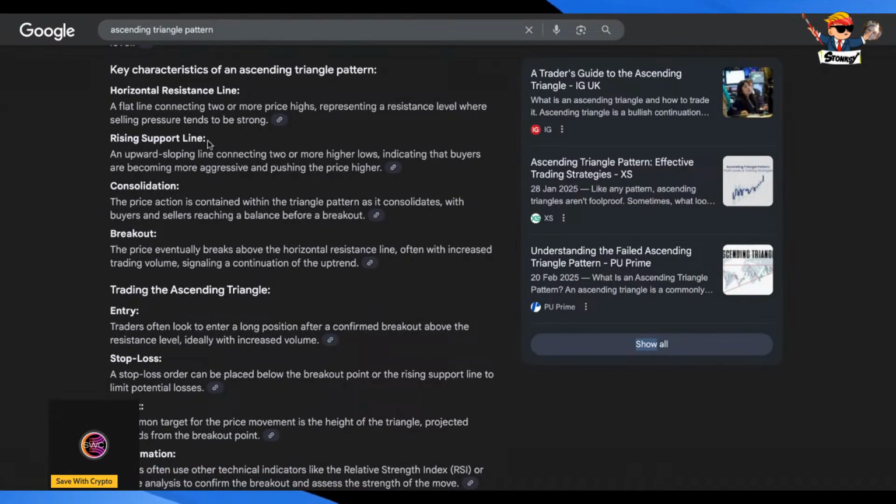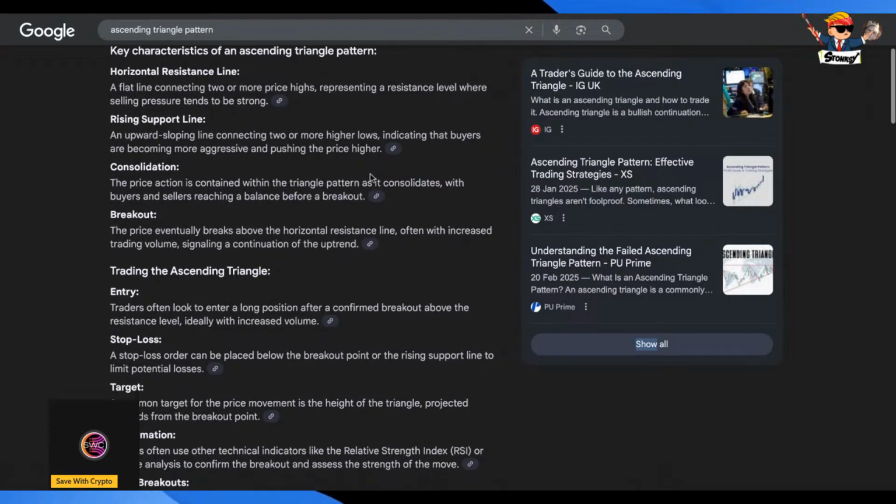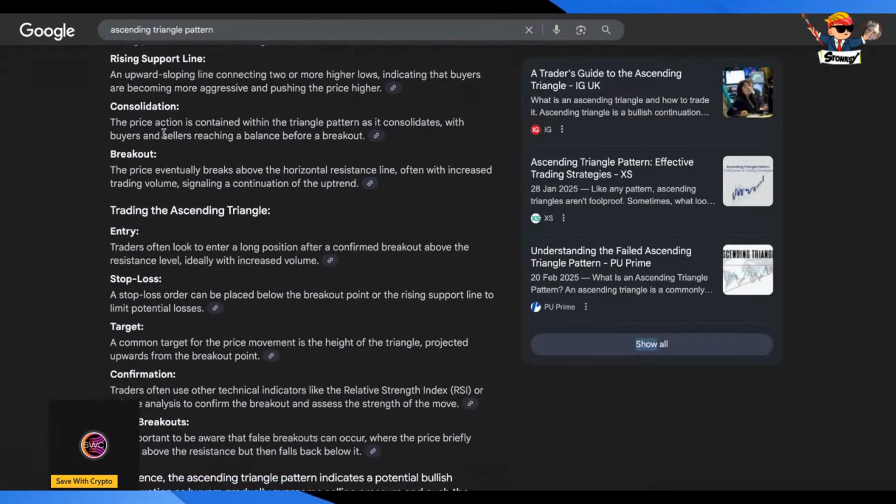Rising support line, an upward sloping line connecting two or more higher lows, indicating that buyers are becoming more aggressive and pushing the price higher. Okay, that makes sense. Consolidation: the price action is contained within the triangle pattern as it consolidates, with buyers and sellers reaching a balance before a breakout. Okay, that makes sense.